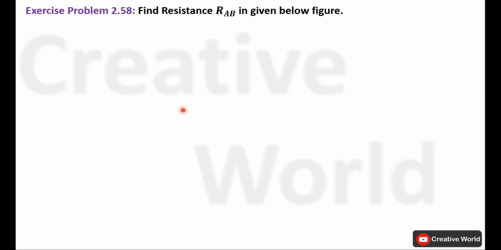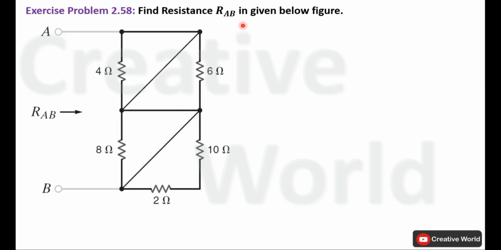Read the scenario. Find resistance RAB in the given figure below. This is the circuit diagram of the given problem. We have to find the resistance between these 2 points labeled as RAB.